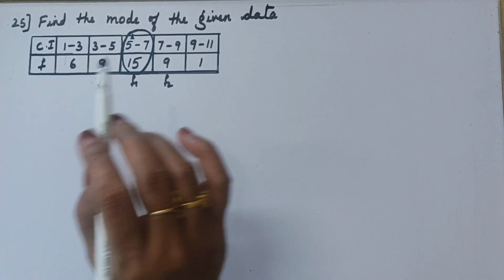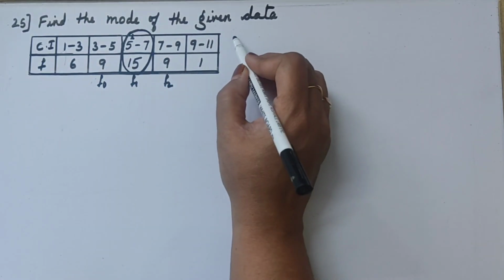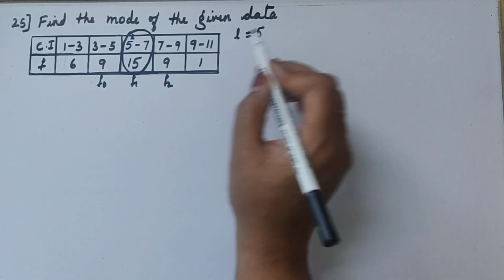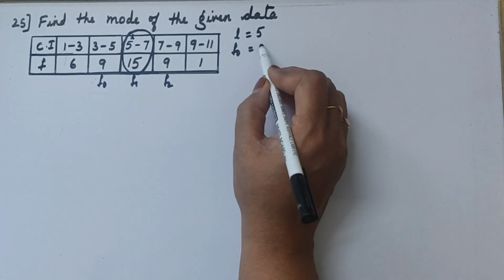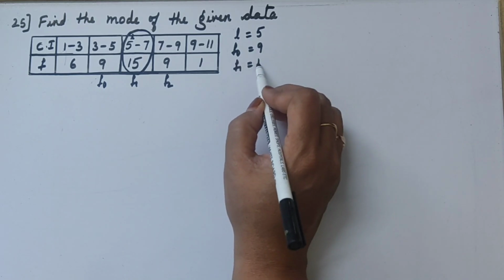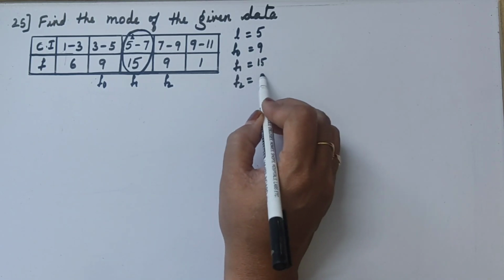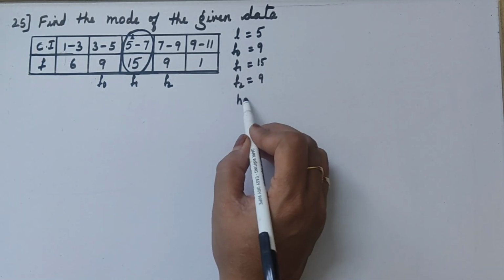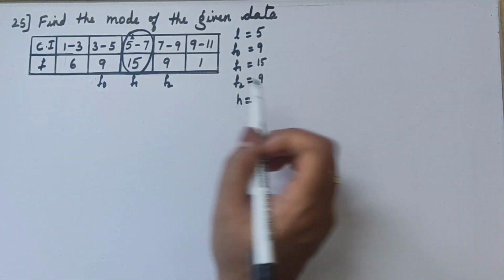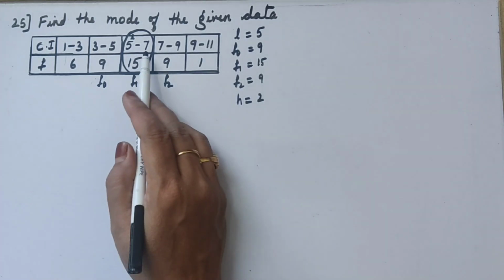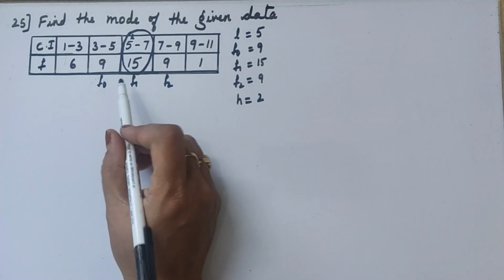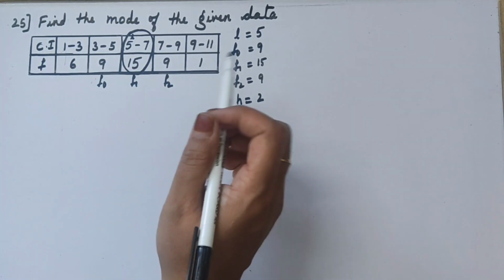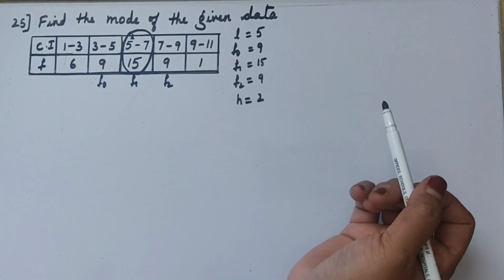Let us write continuous. Now here, whatever is given, let me write: L equals the lower limit, lower limit equals 5. F0 equals 9. F1 equals 15. F2 equals 9. Now we need to find the size of the class interval. The size of the class interval is 7 minus 5, which is 2. Whichever class interval you take, all the class intervals have a difference of 2. So we'll take h equals 2.